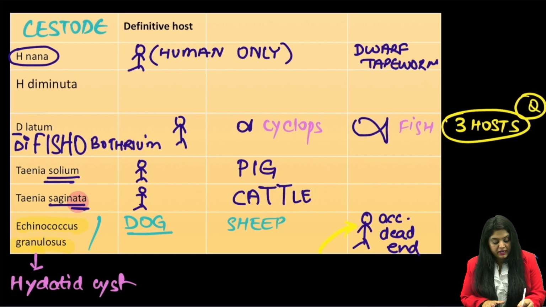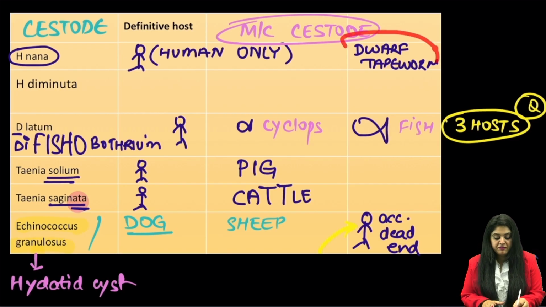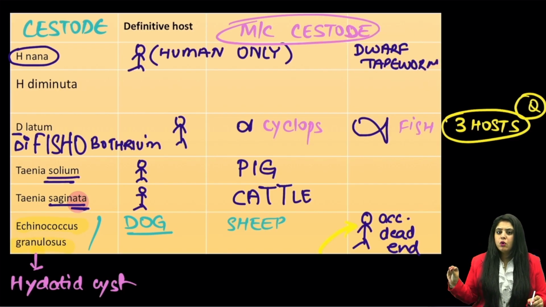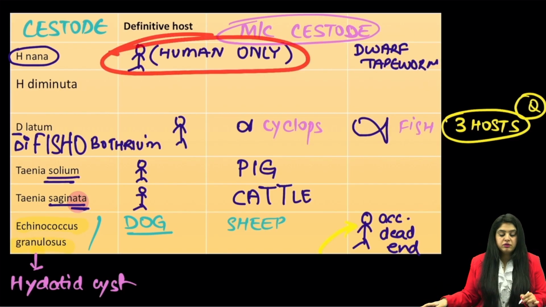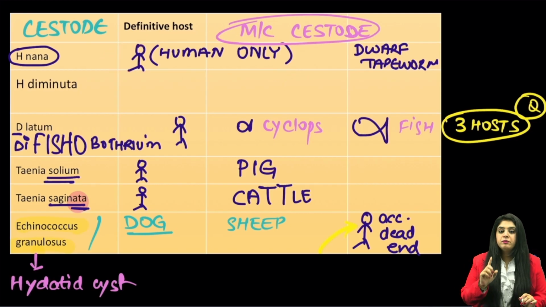Like God made H. nana the most common cestode. God made it the topper. So if you want to be a topper, you have to be very, very humble, very, very dwarf, small, low profile, and you have to limit yourself to one resource. So try to be H. nana in life, then God will give you success.